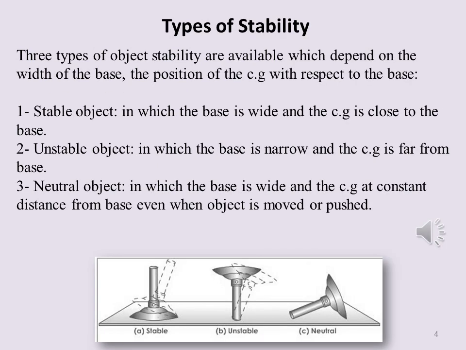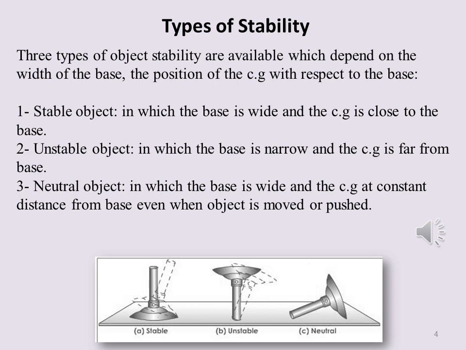Types of stability. 3 types of object stability are available, which depend on the width of the base and the position of the cg point with respect to the base, as shown in the figure. 1. Stable object, in which the base is wide and the cg is close to the base. 2. Unstable object, in which the base is narrow and the cg is far from the base. 3. Neutral object, in which the base is wide and the cg is at a constant distance from the base even when the object is moved or pushed.